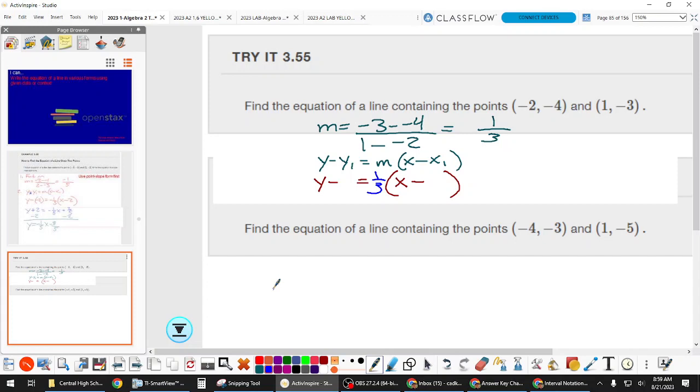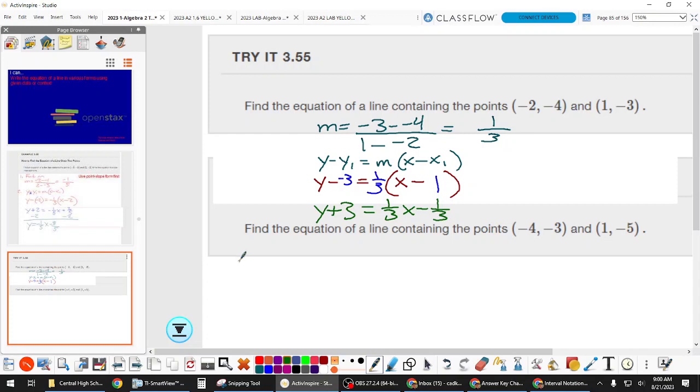Okay, what is y1? I guess it depends which point you pick, but I would go with -3. And what is x1? It's +1. Good. So the blue is the stuff you substitute. The red is the stuff that's already there. Done. Okay, this now becomes y plus 3. All right. Distribute your third, and we're here.